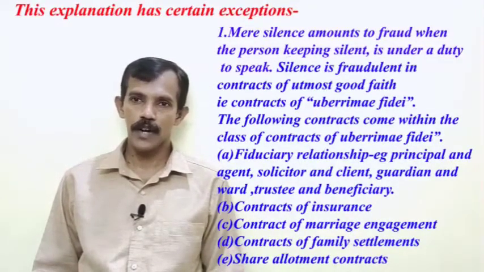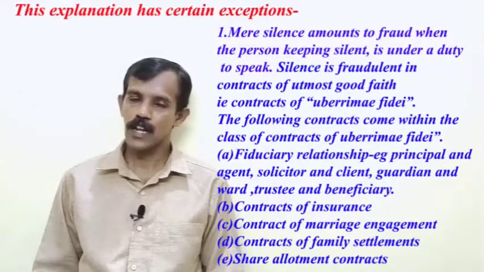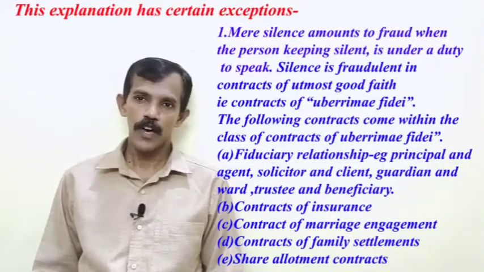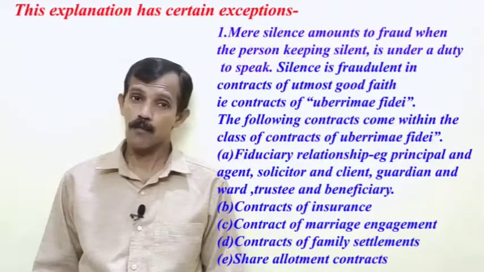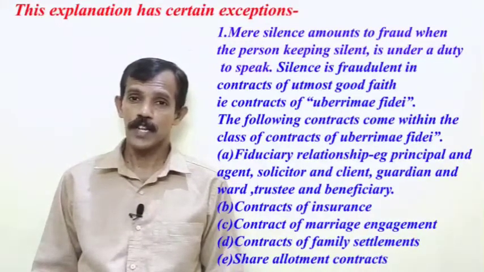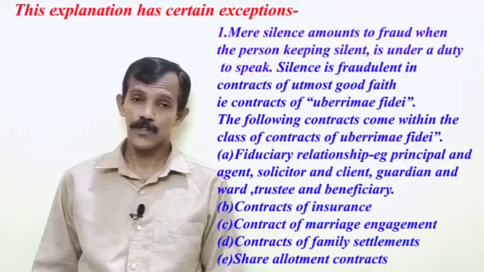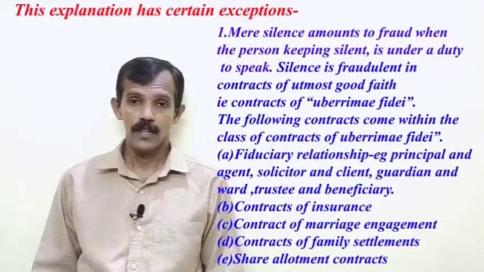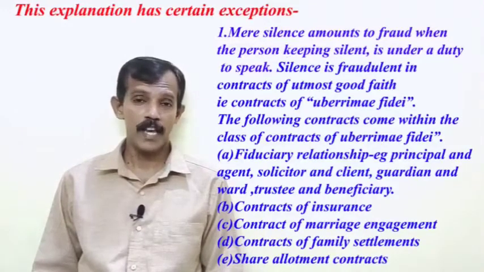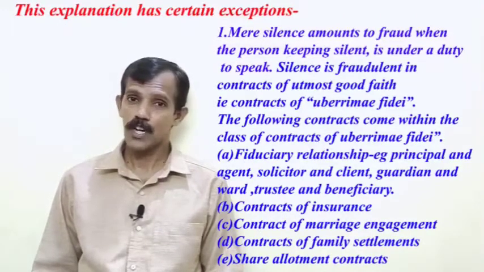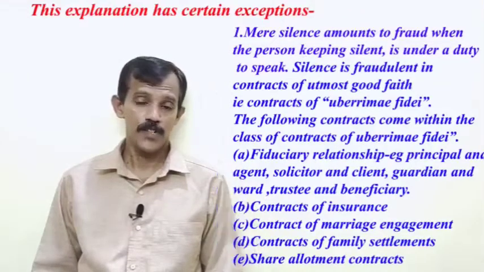Silence is fraudulent in contracts of utmost good faith, that is, contracts of uberrimae fidei. The following contracts come within the class of contracts of utmost good faith. First one, fiduciary relationship. Example, principal and agent, solicitor and client, guardian and ward, trustee and beneficiary. Second, contracts of insurance. Then contract of marriage engagement, contract of family settlement, share allotment contracts.